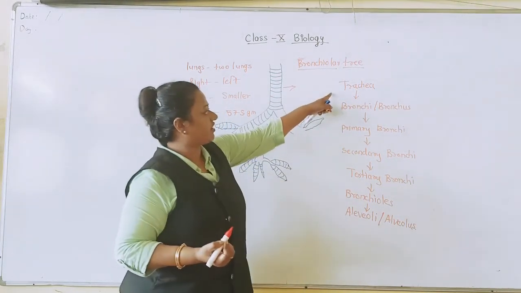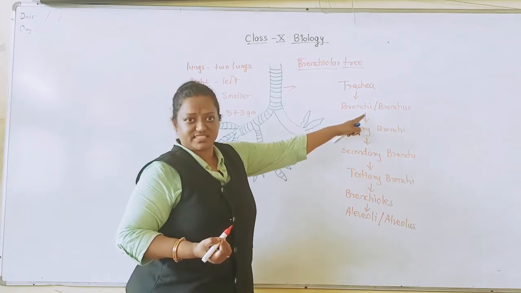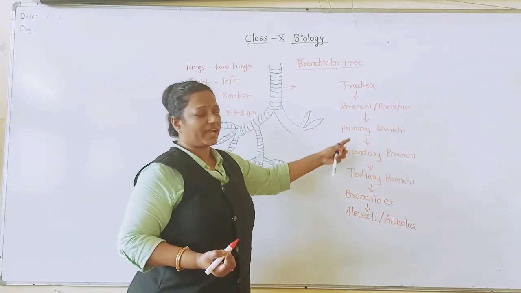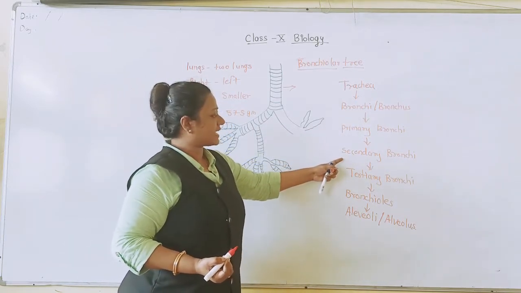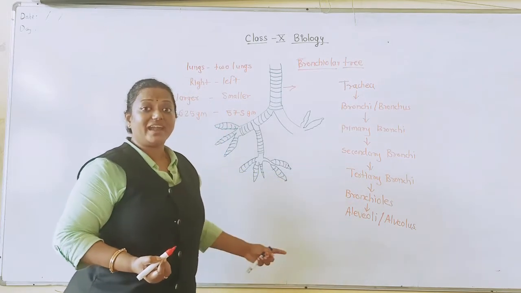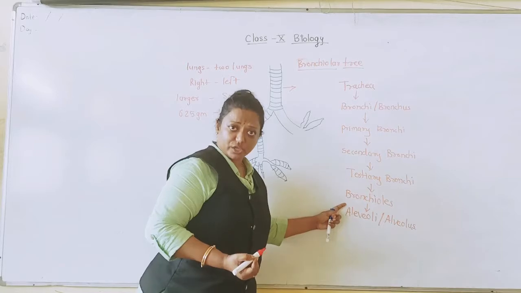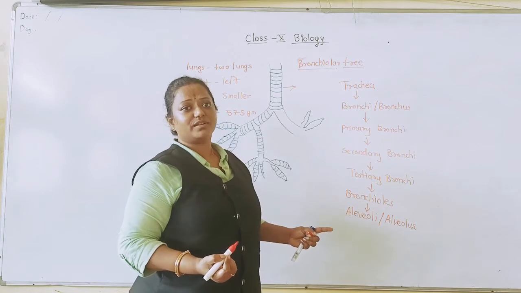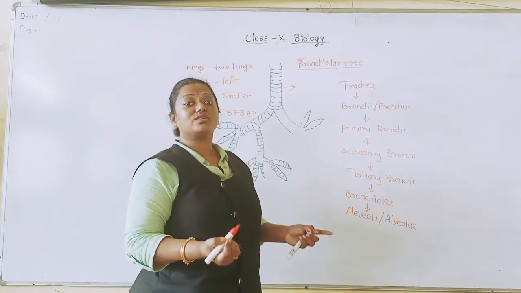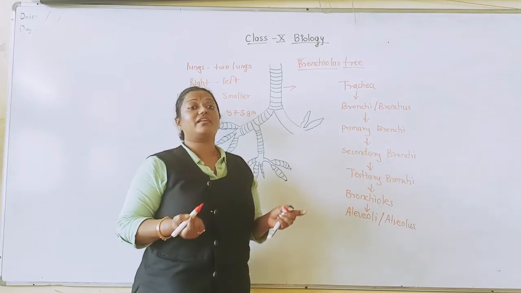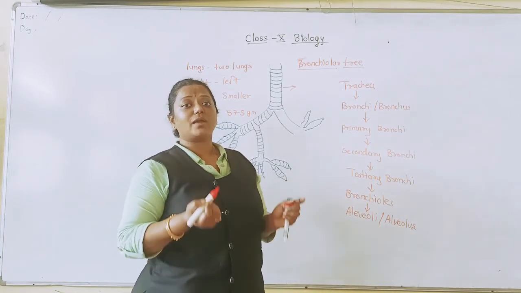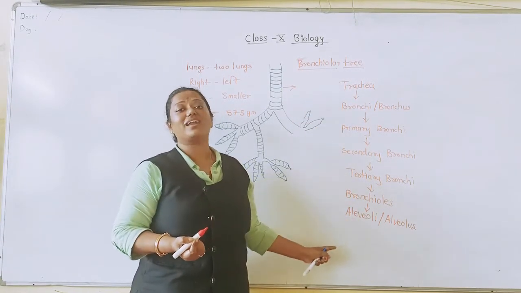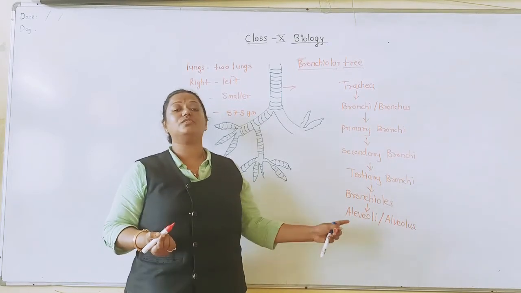Understood? First is what? Trachea. Then what? Bronchi, or singular it is called what? Bronchus. In plural, meaning we have two, so bronchi. Then this bronchi is divided into primary bronchi, secondary bronchi, tertiary bronchi. At the end of the tertiary bronchi there will be bronchioles, and at the end of the bronchioles we will have 350 crore alveoli. 350 crore alveoli are present at the end of this bronchiolar tree.